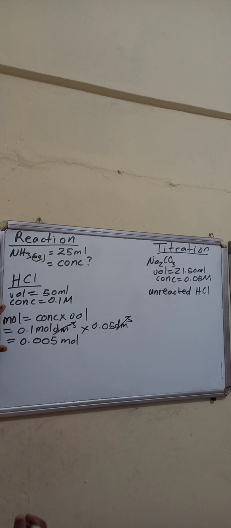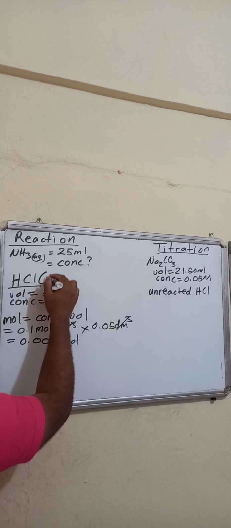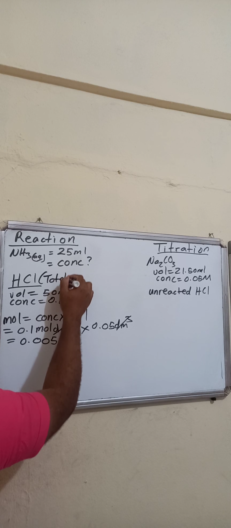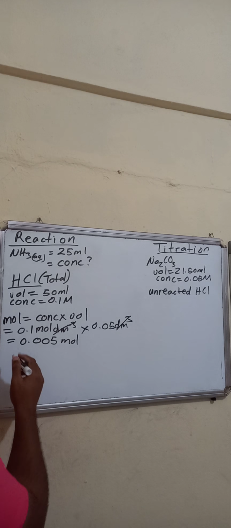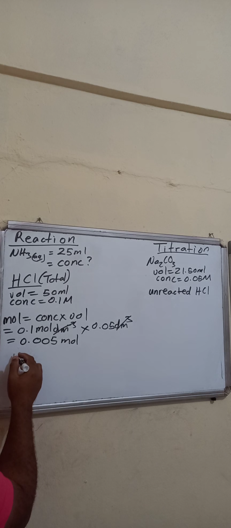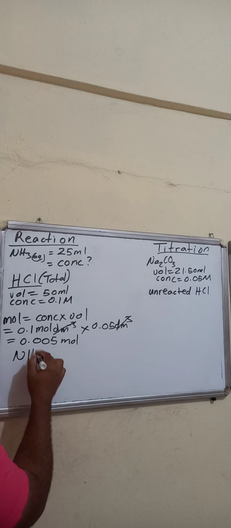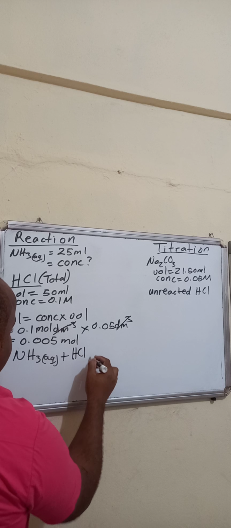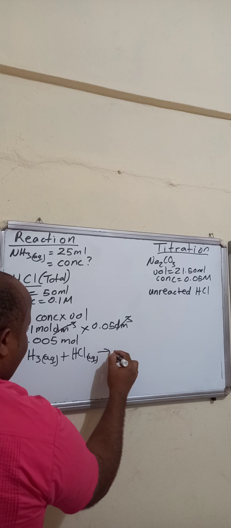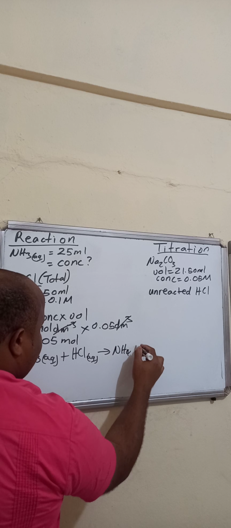Now this is the total mole. This is the total moles of HCl. So whatever is used in the reaction, it is the total amount used, right? So that's the mole of HCl. Once you do that, we are going to write the equation for the reaction. So the equation for the reaction is, alright, so we have the ammonia solution reacting with HCl, and we're going to get ammonium chloride.